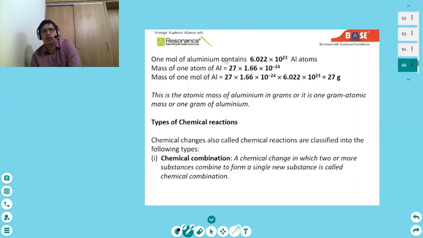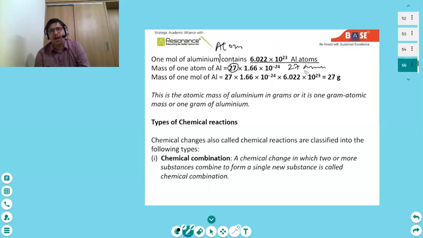For example, 1 mole of aluminium contains, you know, 6.022 into 10 to the power 23 aluminium atoms. Now, mass of 1 atom of aluminium. 1 atom of aluminium has atomic mass 27, you know. So 27 AMU we write. And you know that AMU is nothing but 1.66 into 10 to the power minus 24. So 27 into that we multiply.